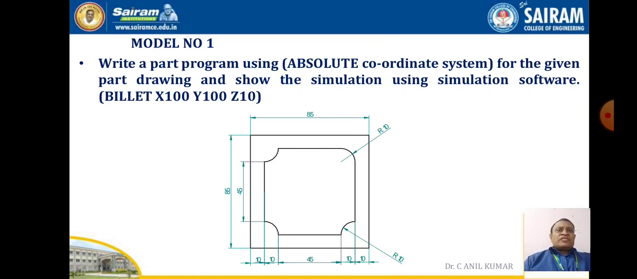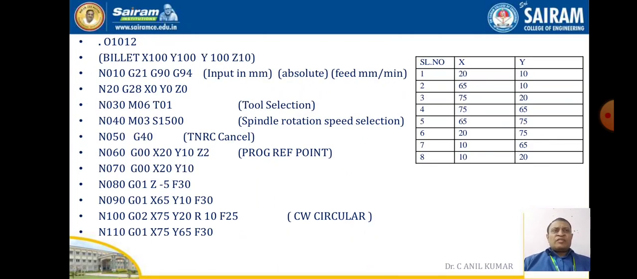Now, to fabricate the component, we will select a billet size of X 100, Y 100 and Z 10. Now, instead of going directly into the program, first we will find the coordinate points with respect to each and every corner. Afterwards, if we implement the same dimensions into the program, that will be the easiest method. We will make it into a tabular column.